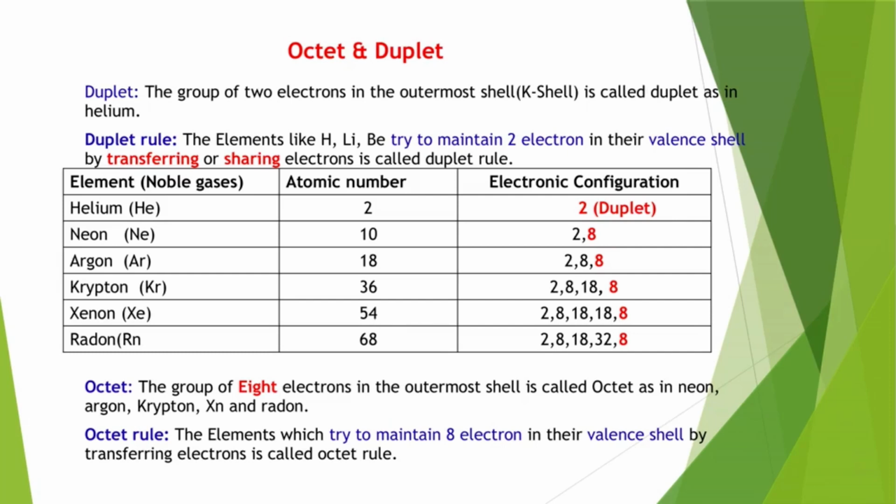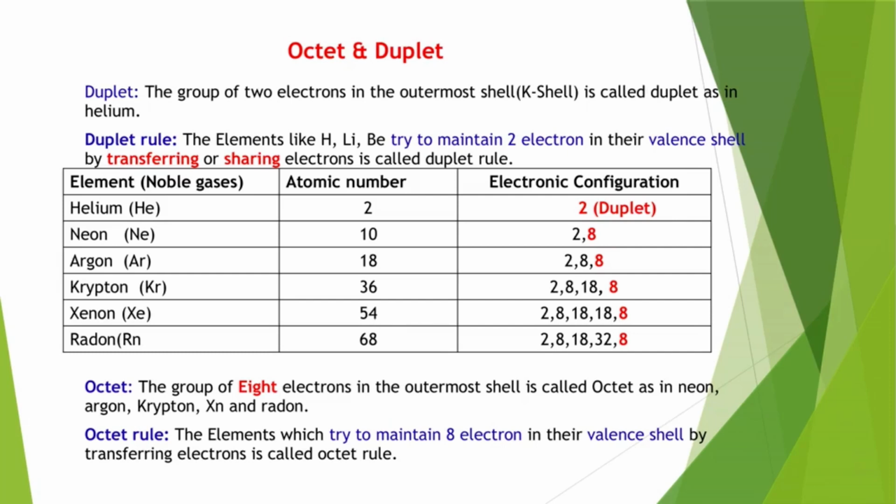So, look at the bottom: what is the octet rule and what is an octet? The group of 8 electrons in the outermost shell is called an octet, as in neon, argon, krypton, xenon and radon. And what is the octet rule? The elements which try to maintain 8 electrons in their valence shell to become stable, either by transferring or by sharing electrons, is called the octet rule.